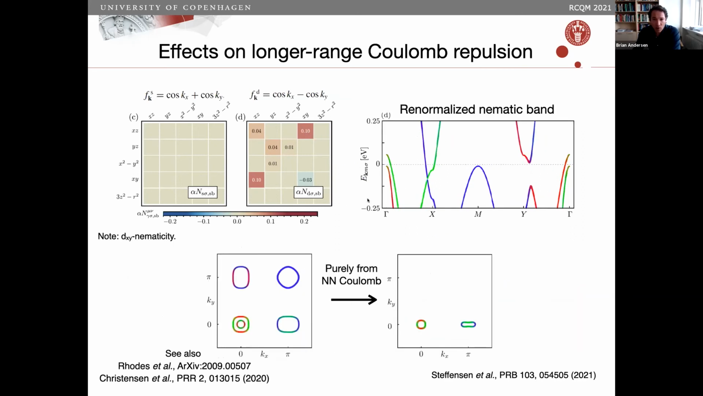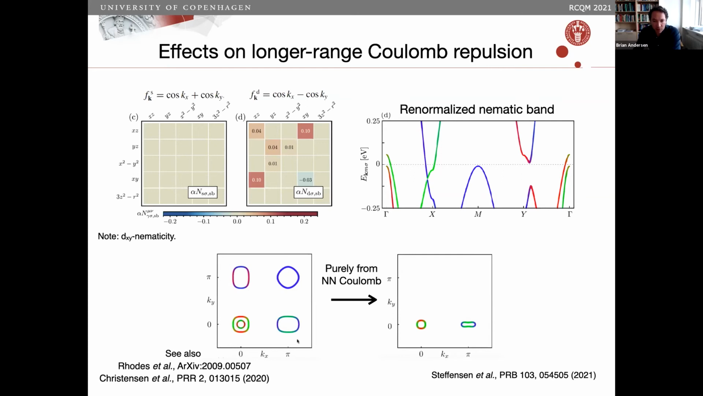So that's why you can end up with this kind of band structure with smaller pockets and a gap at one of them. And that's how, from purely nearest neighbor Coulomb repulsion, you quite easily get a scenario where the starting DFT band structure has changed into something that looks quite like what's seen in iron selenium.